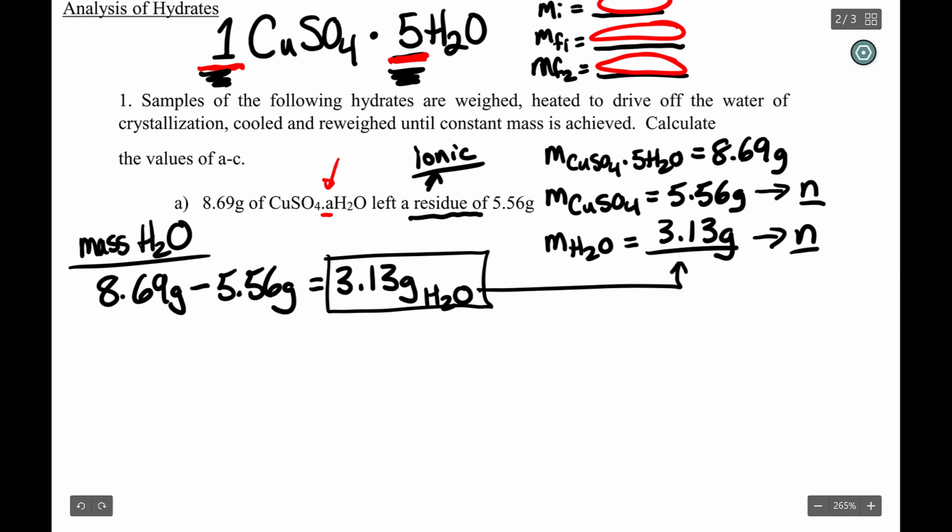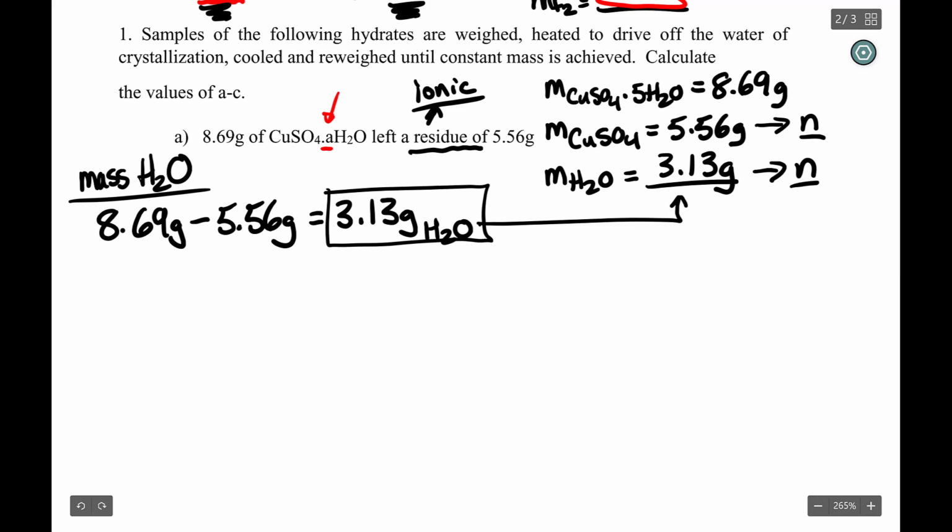This is 3.13 grams. Now that's all that's left to do, is to figure out the moles of copper 2 sulfate and figure out the moles of water and divide by the smaller of the two values. So let's start with the copper 2 sulfate. So let's get now the moles of CuSO4.